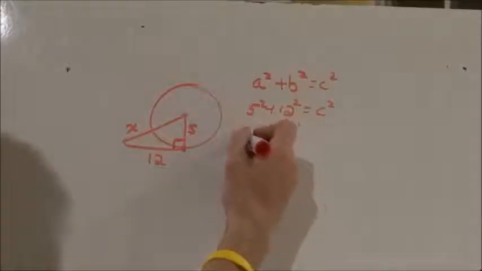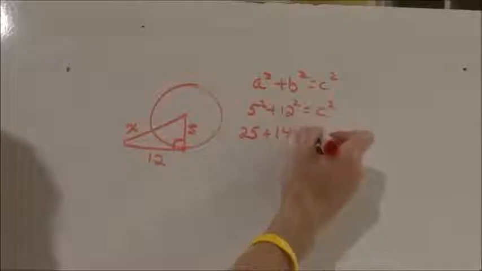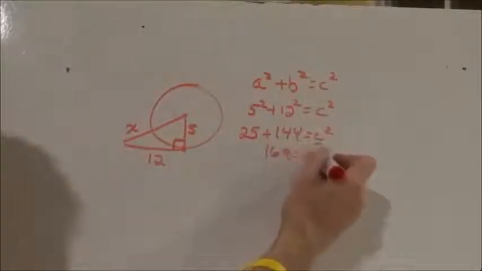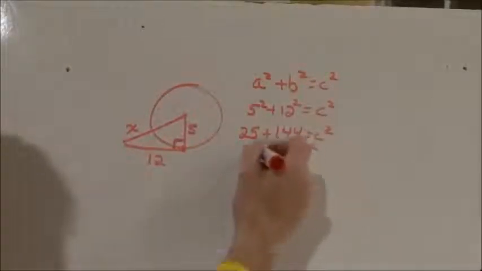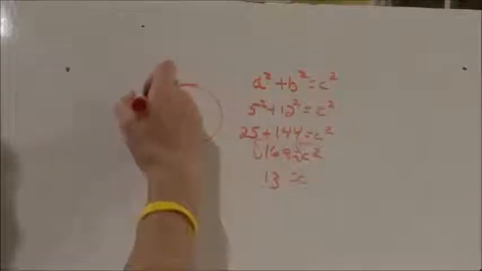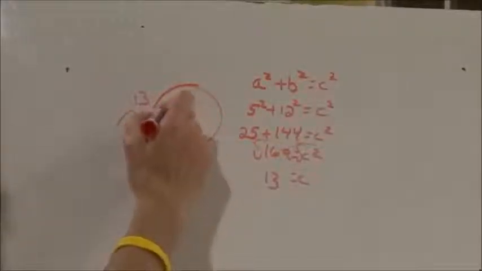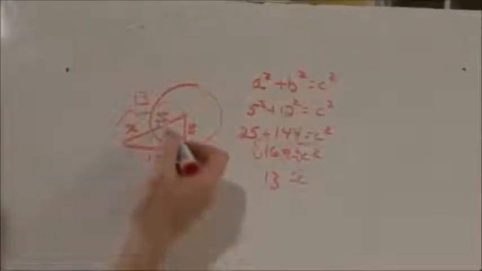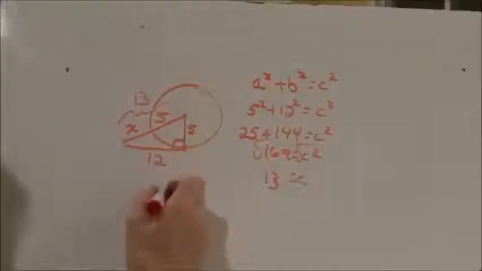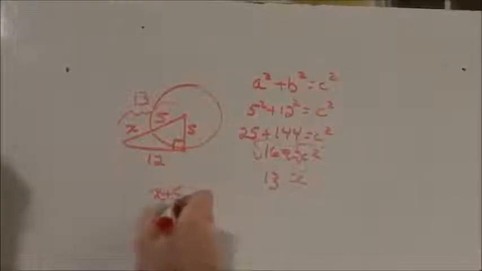Knowing two sides, looking for the third side. So 5 squared gives us 25. 12 squared gives us 144. And now we're just adding those together. We get 169 equals c squared. Take the square root of both sides, and the square root of 169 is 13. So now I know this whole side is 13. We said we already knew the radius was 5, which is this piece right here. So 5 plus what is going to give me 13? Well, again, I could set up an equation. If you don't see it, it's just x plus 5 equals 13. Guess what x equals? 8.